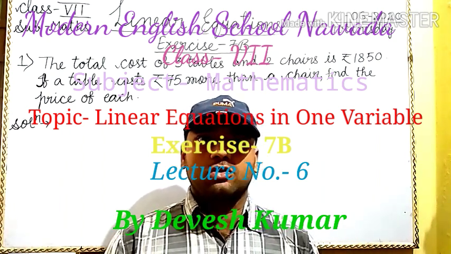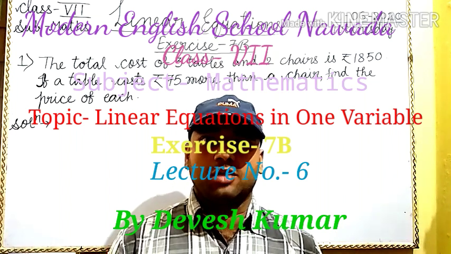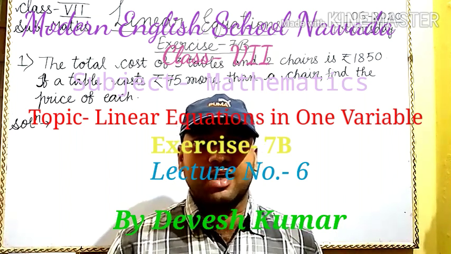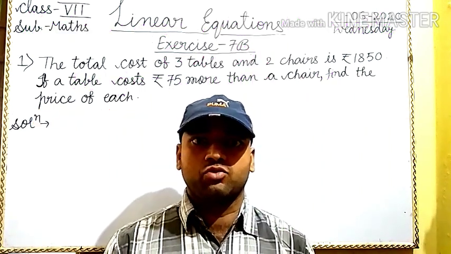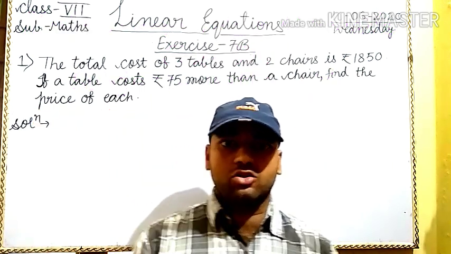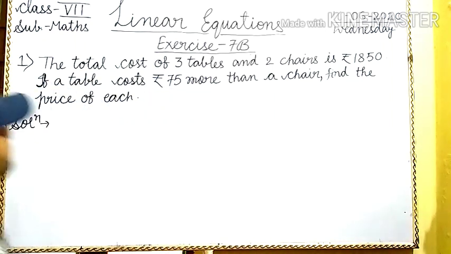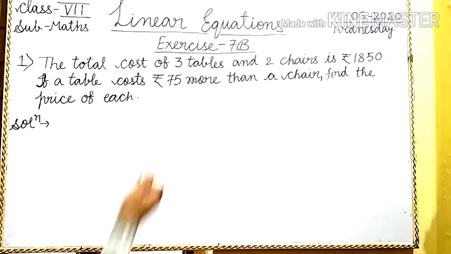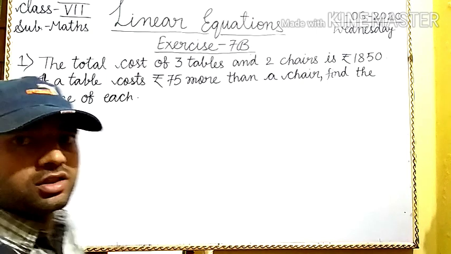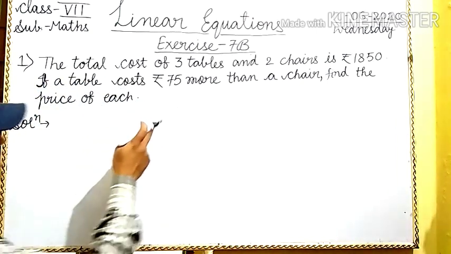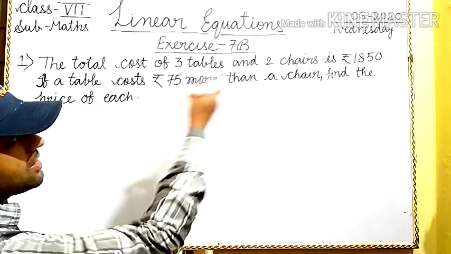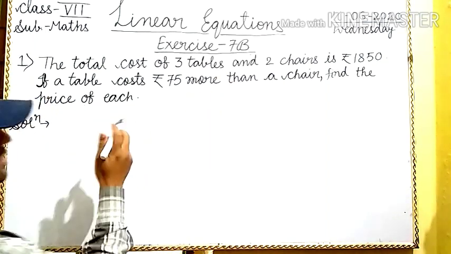Today I am going to teach you the remaining questions of exercise 7b of the topic linear equation in one variable. So let us discuss question number 1. The total cost of 3 tables and 2 chairs is 1850. If a table costs 75 rupees more than a chair, find the price of each.